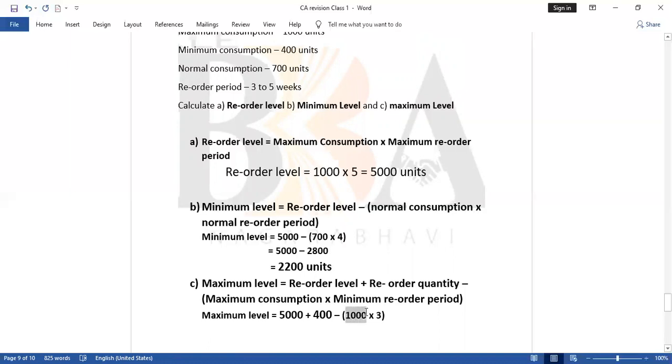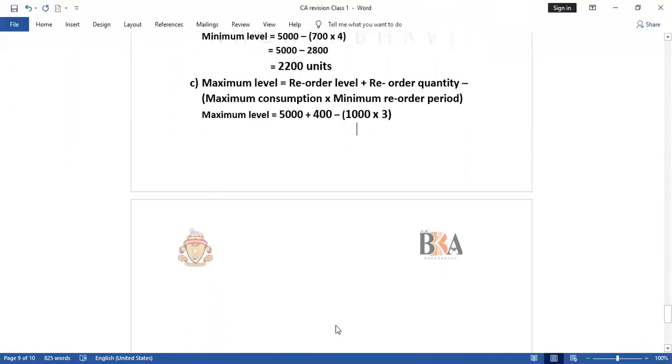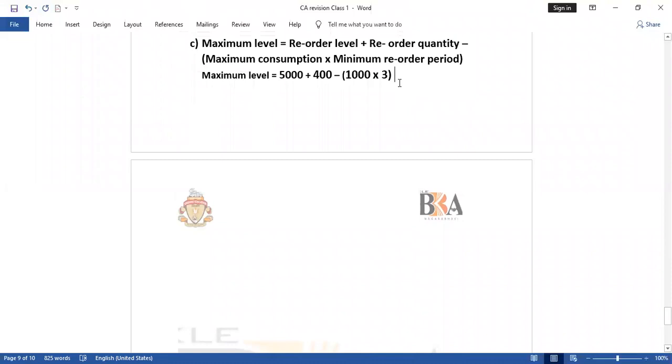Maximum consumption is 1000 units, which is given to us in the problem, and the minimum reorder period is 3 weeks. So we're taking that as 3. When you simplify this, you're going to get 5,400 minus 3,000, which will be equal to 2,400 units. So our maximum stock level is 2400 units.